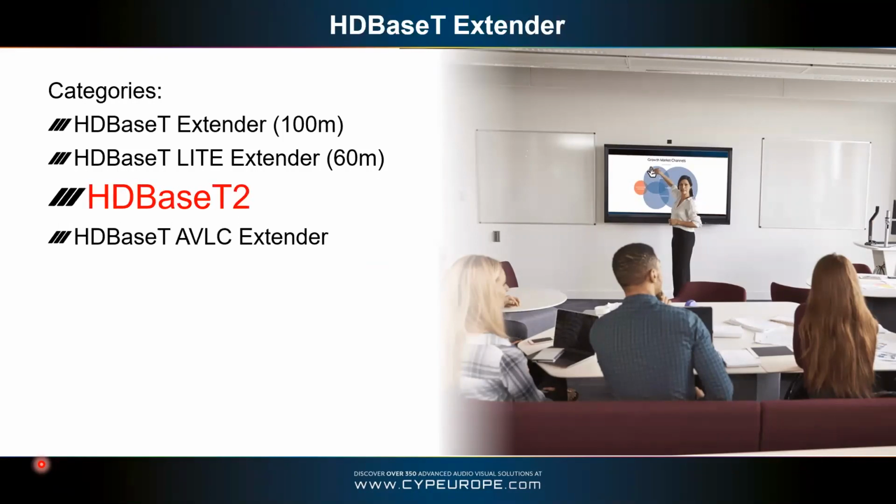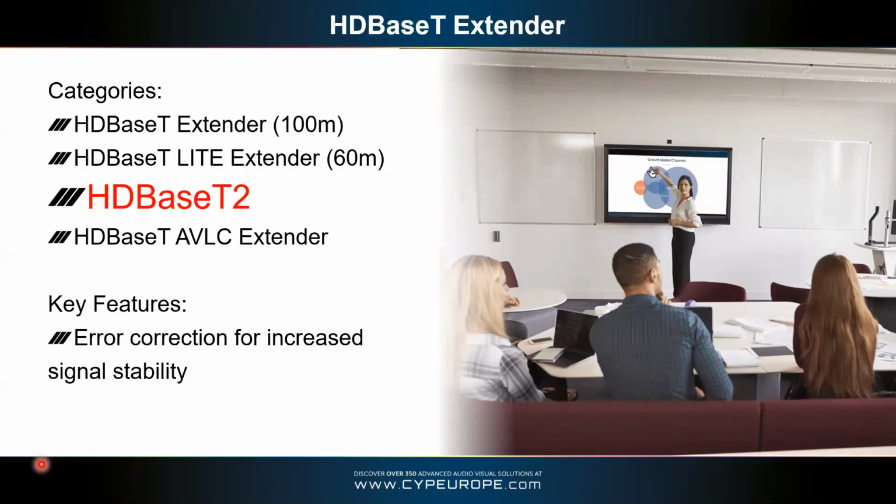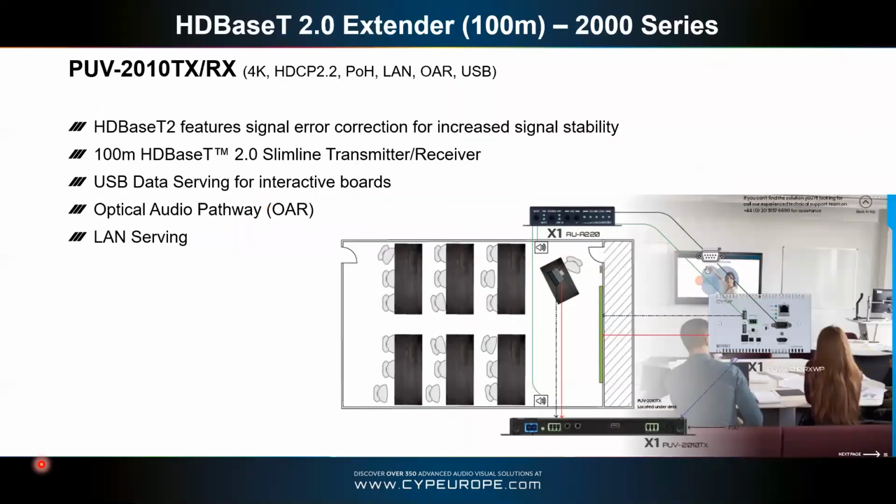Let's quickly cover HDBaseT 2. So obviously, as it sounds, the models we were looking at before were HDBaseT 1. These are now HDBaseT 2. So the key features of HDBaseT 2 technology would be error correction for increased stability over longer distance, and the option then of USB functionality. So we'll have a look at a key model in the CYP range, which is the PUV 2010. As it says on here, you do get that signal error correction over the HDBaseT system, so you are getting increased stability over longer distance. Kev, do you want to explain that a little bit more in detail?